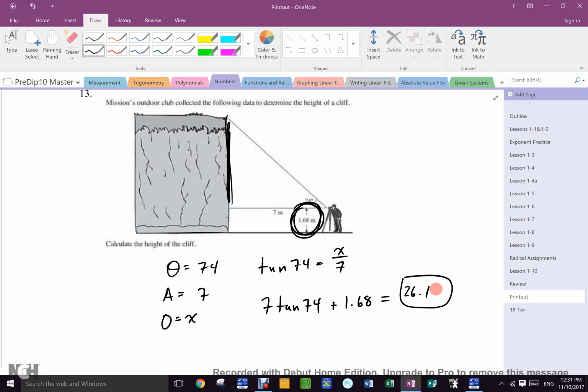Did you do trigonometry? Yes. Did you get 26.1? Yes. Then you have 2 out of 2. Stop. Good job. What if they just guess out of all the numbers they give?